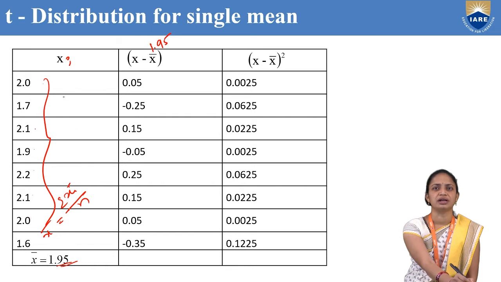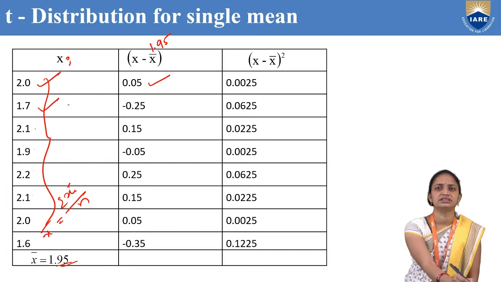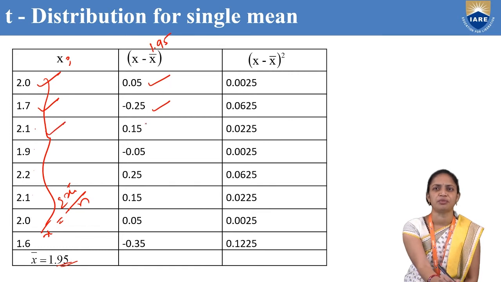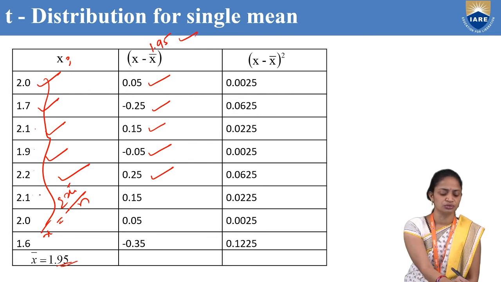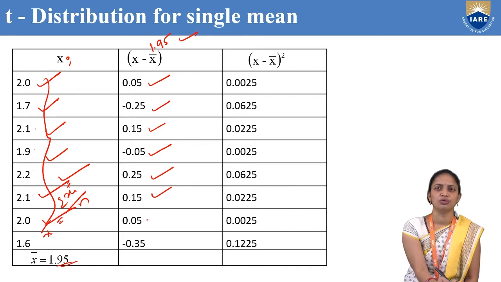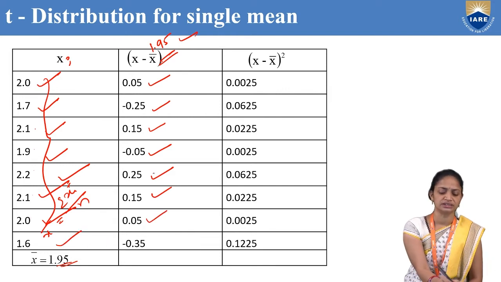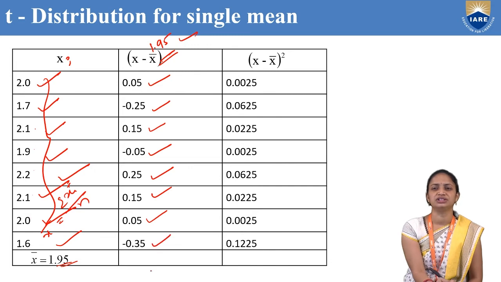Now x minus x bar: 2.0 minus 1.95, we will get 0.05. 1.7 minus 1.95 is minus 0.25. 2.1 minus 1.95 is 0.15. 1.9 minus 1.95, we will get minus 0.05. 2.2 minus 1.95, we will get 0.25. 2.1 minus 1.95, we will get 0.15. 2.0 minus 1.95, then we will get 0.05. 1.6 minus 1.95, we will get minus 0.35.